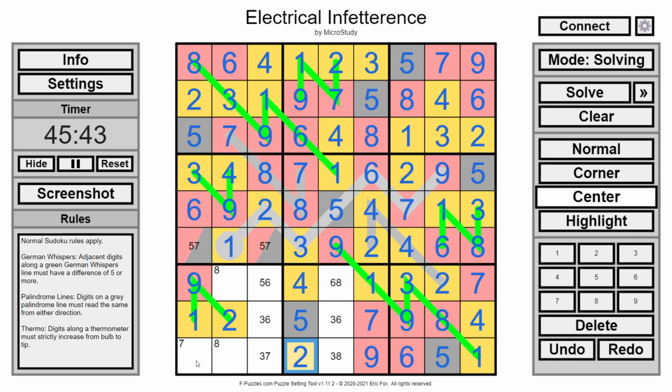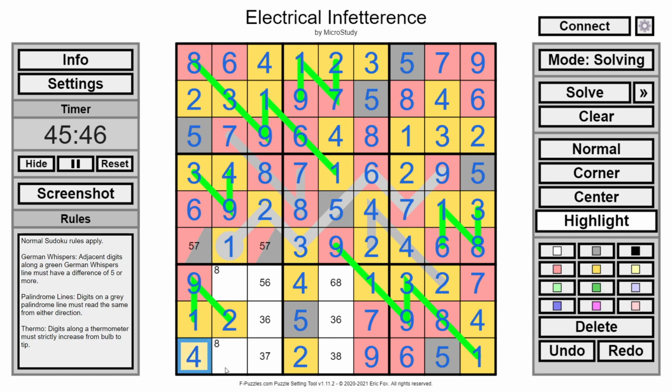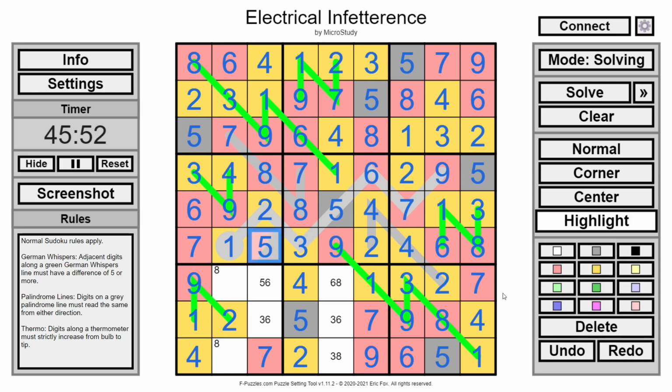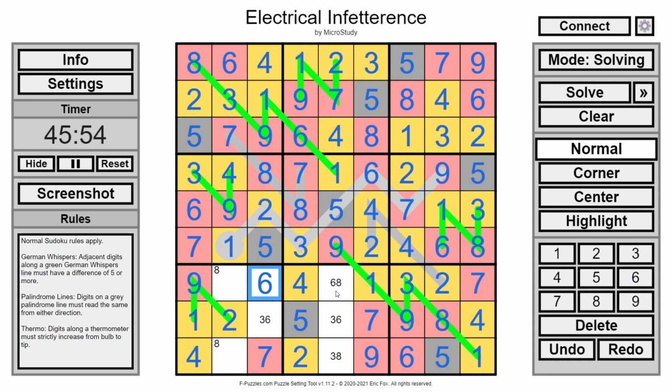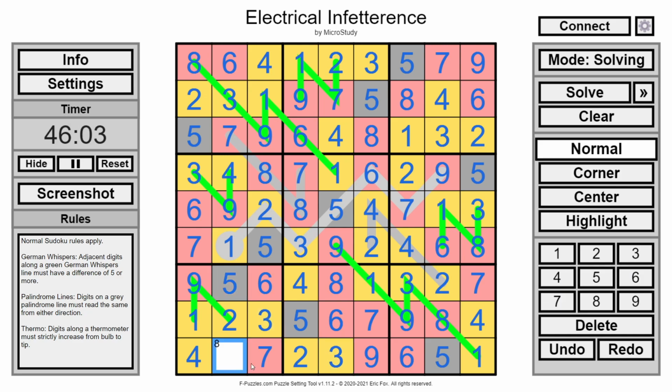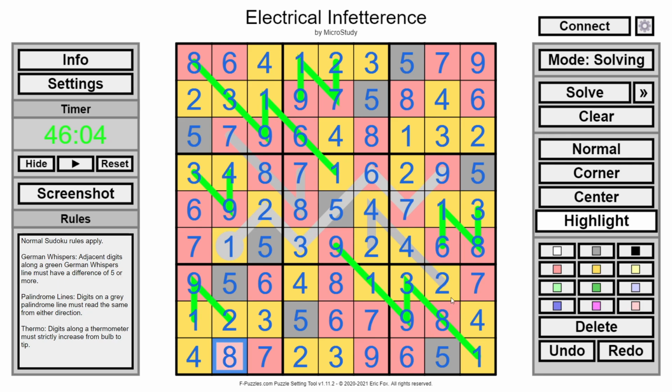Okay, so now where can 4 go? This must be a 4, which makes this a 7. Makes this a 5 and a 7. And that's going to resolve everything. This must be the 5, and this must be the 8. And there we go. Let's just double check.